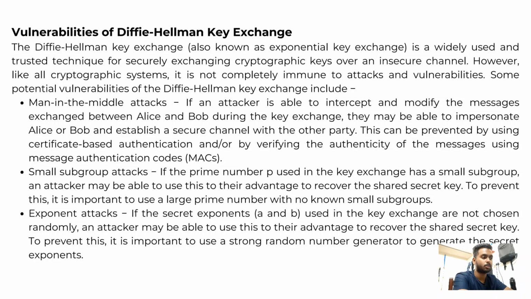If the prime number P used in the key exchange has a small subgroup, an attacker may be able to use this to their advantage to recover the shared secret key. To prevent this, it is important to use a large prime number with no known small subgroup. Another vulnerability is when the secret values a and b used in the key exchange are not chosen randomly. An attacker may be able to use this to their advantage to recover the shared secret key. To prevent this, it is important to use a strong random number generator to generate the secret keys.